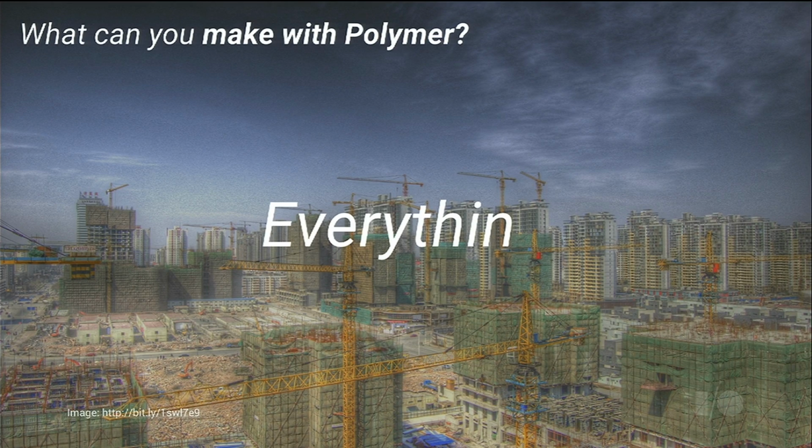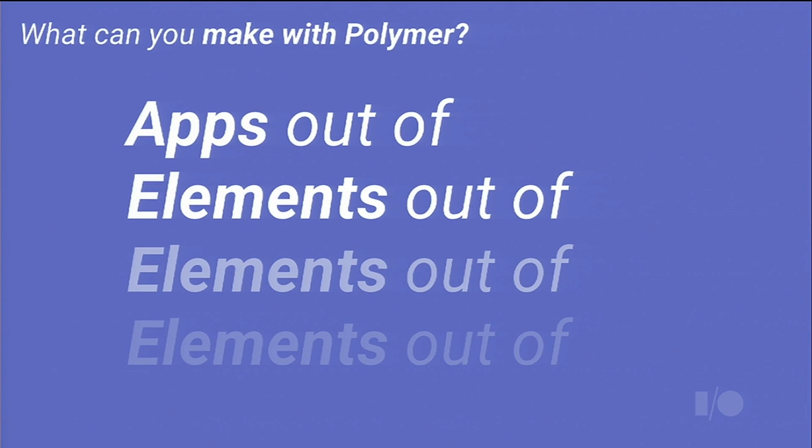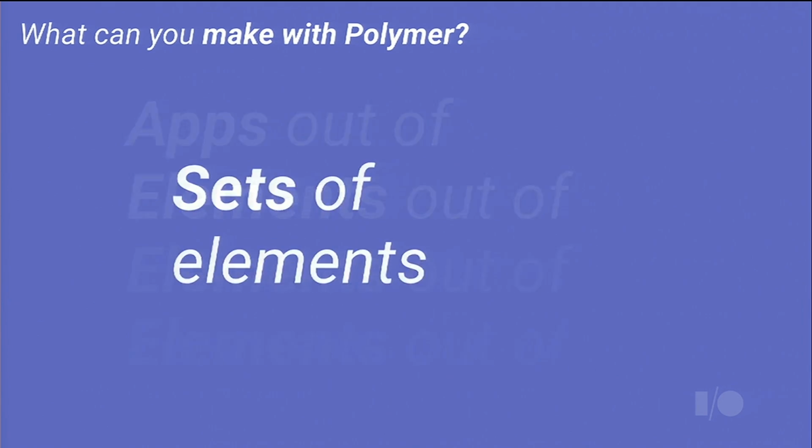So whole cities even, if you believe this photo. The truth is Polymer is a really low-level UI library, and it can express a lot of different things. Like quiz apps. So at least we know it's good for quiz apps. We've made very, very good quiz apps. But you can also use Polymer to make apps out of elements and elements out of other elements. With Polymer, everything is elements all the way down. Those are the core building blocks.